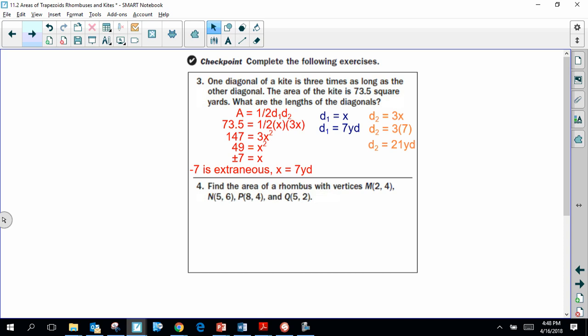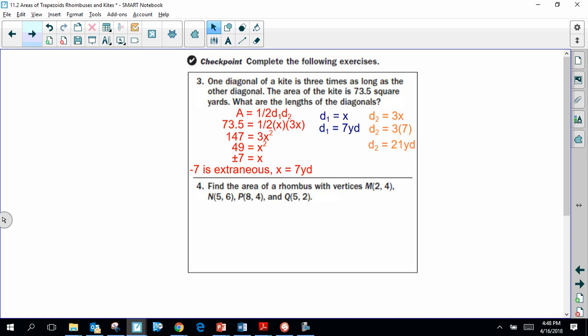Then I divided both sides by 3, so x squared was equal to 49. Take the square root of both sides, and I get positive or negative 7. Well, the negative 7 can't be the length of a diagonal in this case, so that's extraneous. We can't use it, so x has to be 7. So one diagonal is 7, the other one is 3 times that, 21.